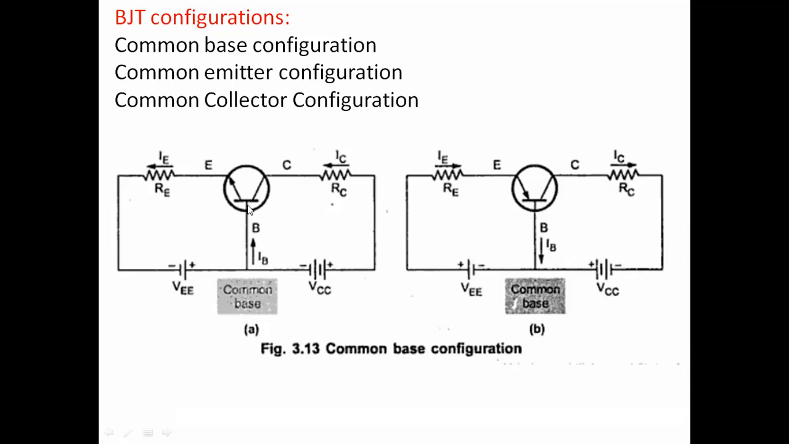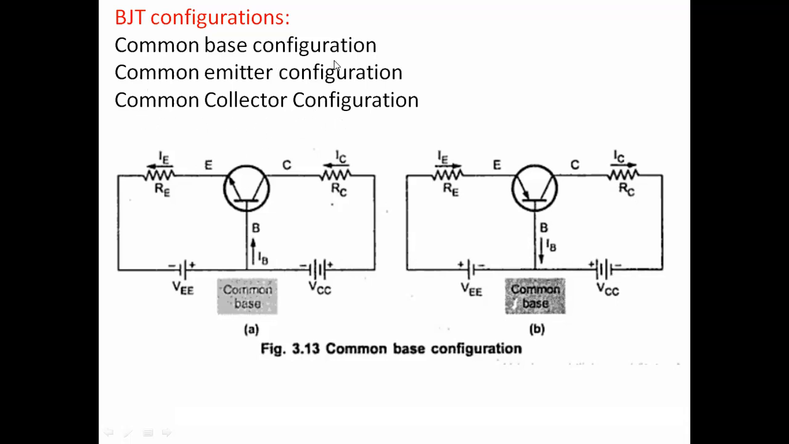When the base is common for both the input and output, it is the common base configuration. Similarly, if the emitter is common and the input is applied between base and collector, then it is the common emitter configuration, which we will also discuss further. Similarly, we have a common collector configuration. The terminal which is made common gives us the configurations.